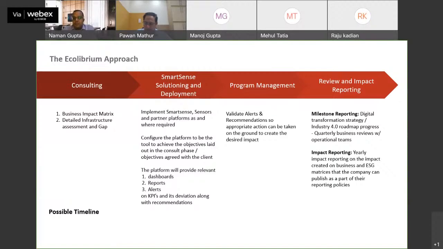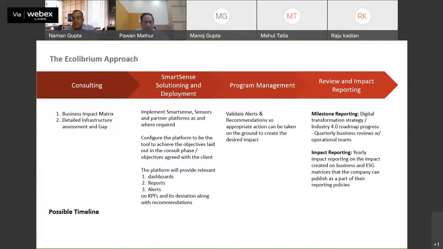The third part is program management, where our delivery manager and the analyst help you set the right kind of alerts and also take feedback on what kind of business impact the platform has delivered. We are in this process with you. Our analyst, delivery manager and key account manager make sure that all the initiatives or recommendations which this platform has given are acted upon.